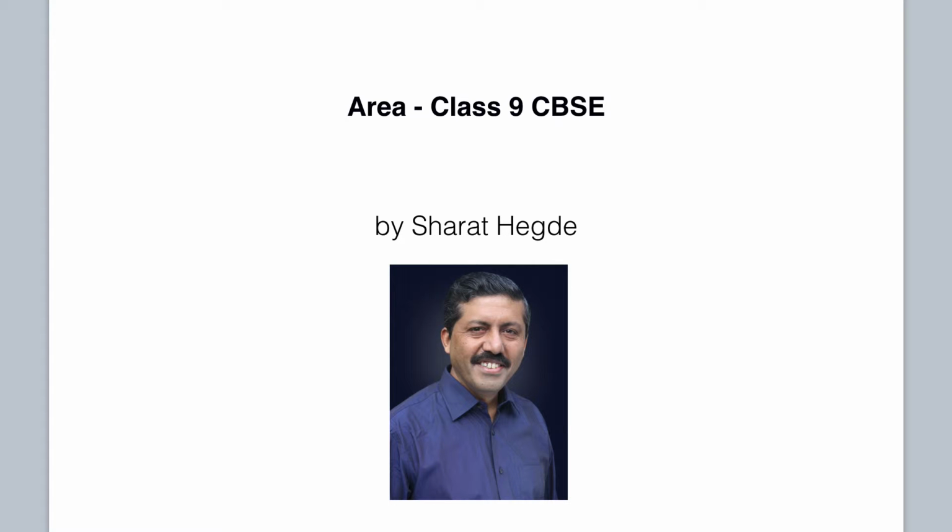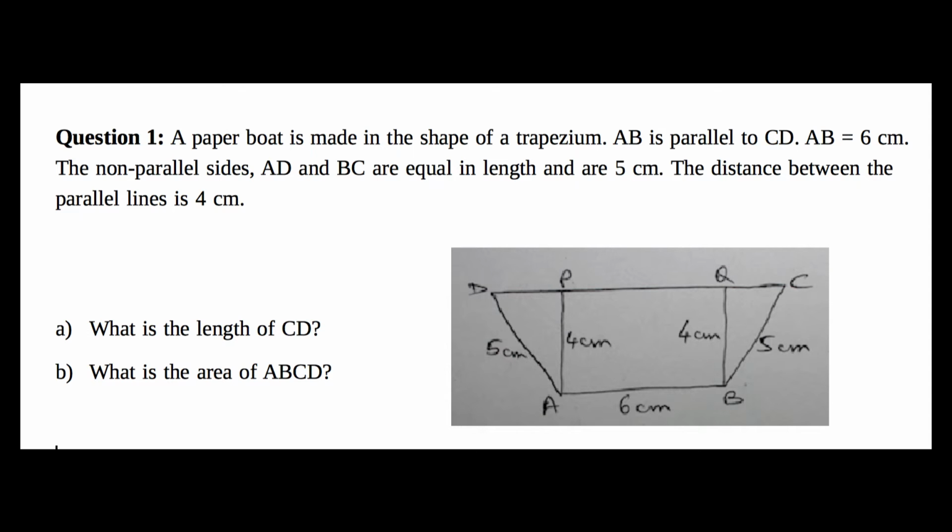Area for Class 9 CBSE. Question. A paper boat is made in the shape of a trapezium. AB is parallel to CD. AB equals 6 cm. The non-parallel sides, AD and BC, are equal in length and are 5 cm. The distance between the parallel lines is 4 cm. A. What is the length of CD? B. What is the area of ABCD?